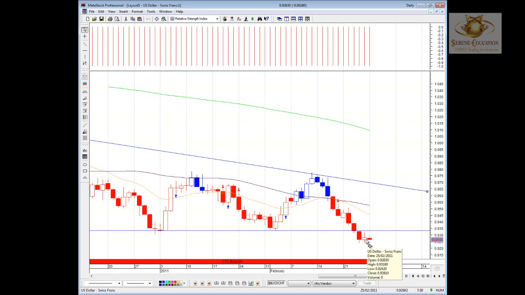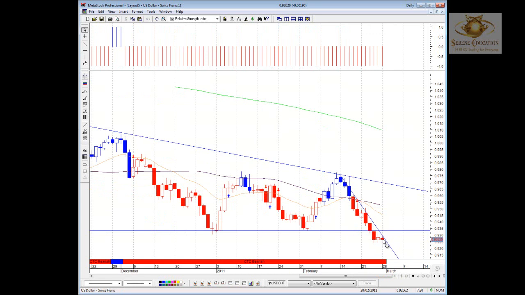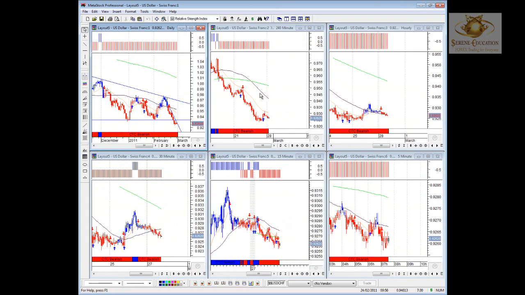Decision would be great if you can go into the US session this afternoon trading lower than this close here, or the low of this bar here at 0.924. Okay, trading lower than that would confirm further downside movement. You can see the trend, extension of the trend. We're now testing that trend as we speak. So intraday, let's have a look.